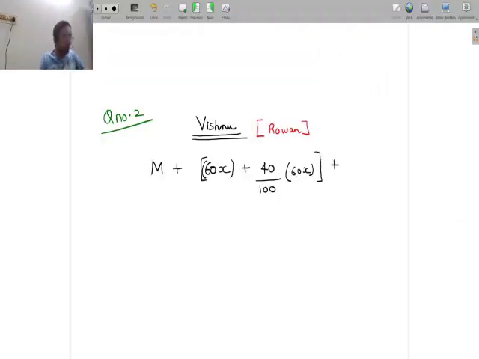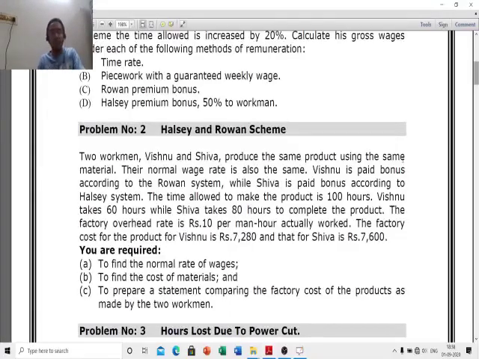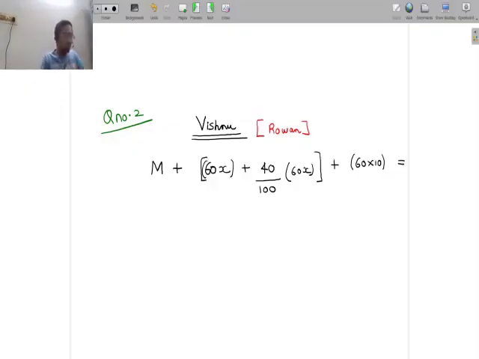So if Vishnu works, he is going to take 60 hours, and for every hour, if 10 rupees is going to be the absorption rate, 60 into 10 is equal to 600 rupees. So for 1 hour of Vishnu's work, 10 rupees will be there. For manufacturing one unit, 60 hours is taken, so 600 rupees is the factory overhead cost. All of these things put together, you are going to get Vishnu's total cost, which is 7,280.